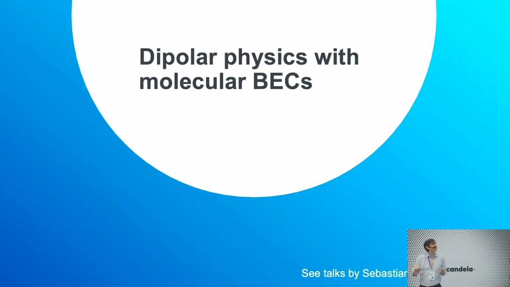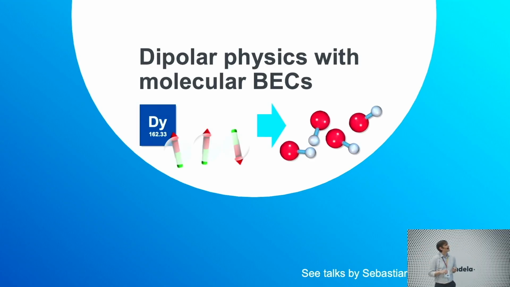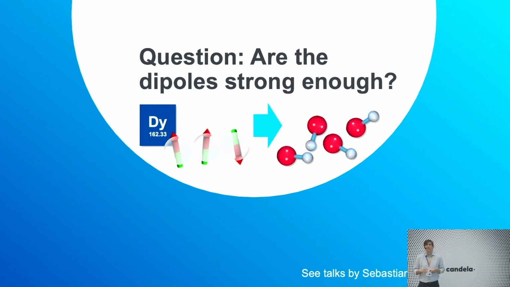Total change of gears. I'm putting my theorist hat on now. So dipolar physics with molecular BECs. I mean, we had a wonderful session yesterday, and this is, of course, what this is motivated for. You know that I have quite some, or had some interest in magnetic quantum gases, or at these meetings we call them mono atomic molecules, right? And this is pushing now towards real molecules, bigger dipoles. That's the selling point, of course. So the question I want to put out is a bit of an outrageous question. Are the dipoles actually going to be strong enough?